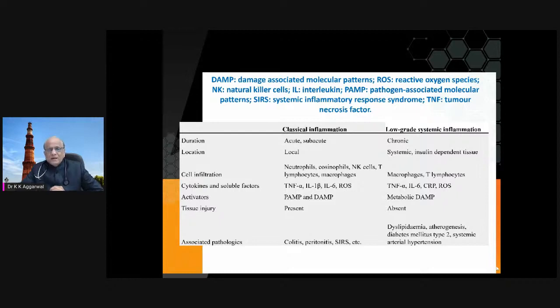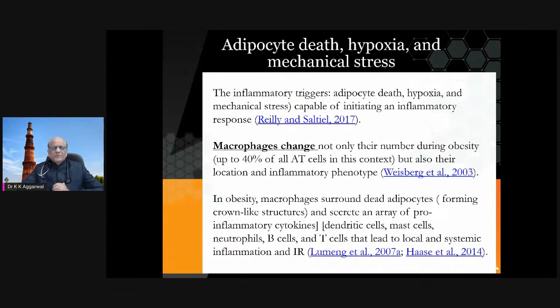Now you understand that there was a paradigm shift. The paradigm shift was: treat the blood pressure, treat the diabetes, treat the cholesterol, and now we say all three of them are because of low-grade systemic inflammation. Therefore, now we say treat low-grade systemic inflammation, and you will automatically treat dyslipidemia, atherosclerosis, hypertension, and diabetes.